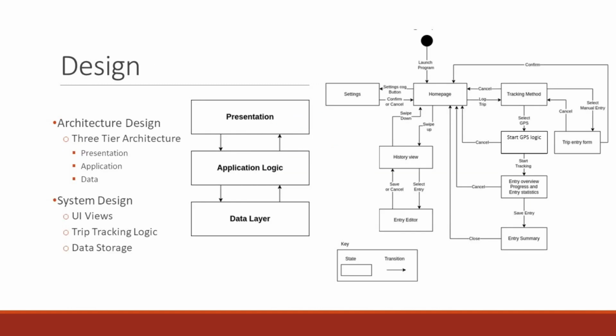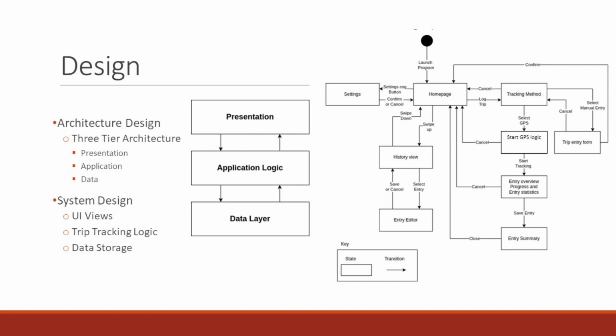The next step in the SDLC process was the design. We split the design into 2 categories, architecture and system. We wanted to use a 3-tier architecture for our application. This is broken down into a presentation layer, application layer, and a data layer. You can see that on our slide.